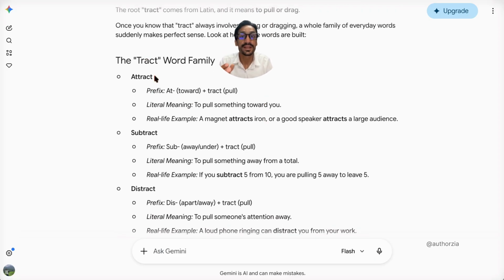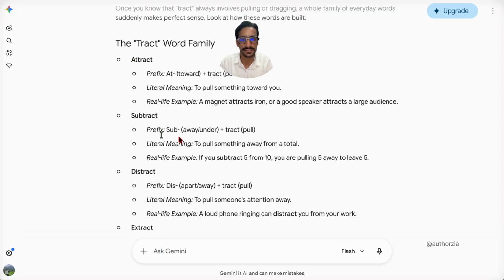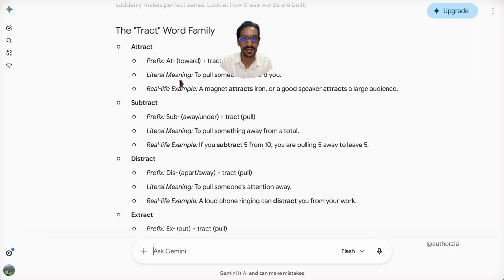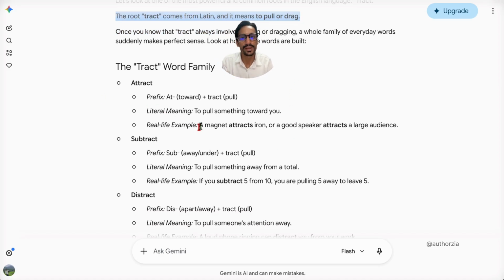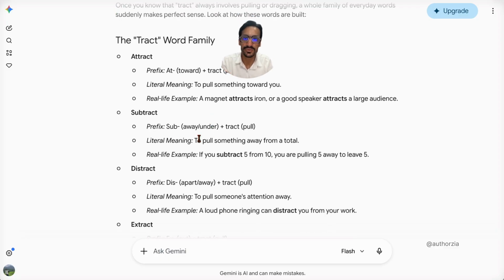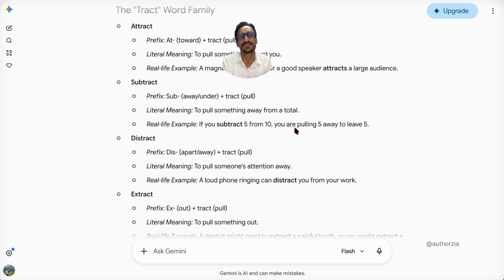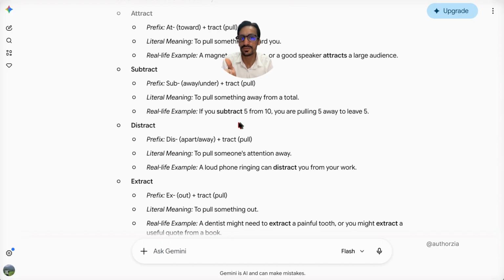Attract, tract word family, attract, subtract, distract, ये सब में tract आ रहा है. Now how? The root tract comes from Latin. It means to pull or drag. खींचना, tract. Okay, now attract, pulling again toward. Subtract, pulling something away. Literal meaning to pull something away from a total. That's how you subtract. If you subtract 5 from 10, you are pulling 5 away.